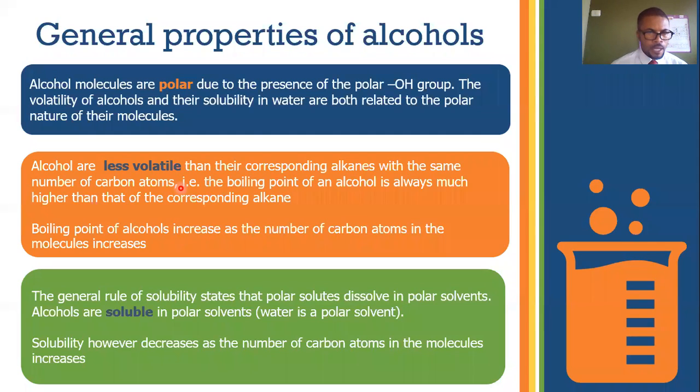That volatility also has a connection to its chemical reactions, but we're not going to get into that right now. So what happens here now? The boiling point of an alcohol is always much higher than that of the corresponding alkane. Boiling points of alcohols increase as the number of carbon atoms in their molecules increase.